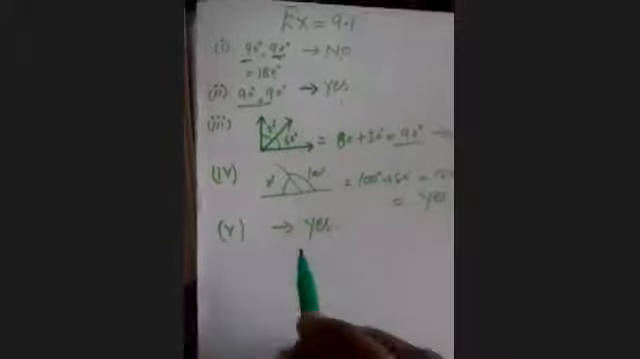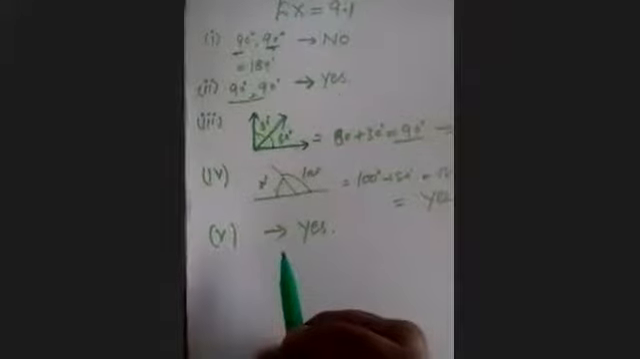Fifth part, can two obtuse angles be adjacent? Your answer is yes. Next is the sixth part. Can an acute angle be adjacent to an obtuse angle? The answer is yes. One angle is acute and one is obtuse. Now add, then they can be adjacent angles.